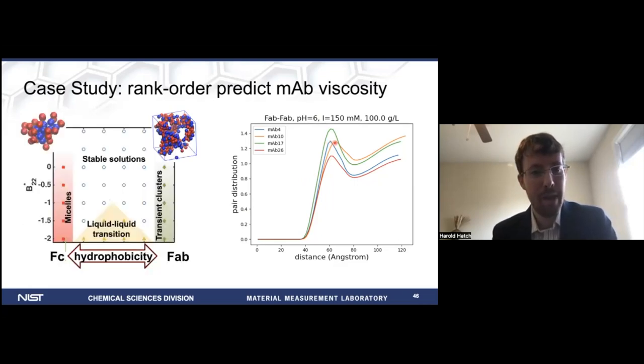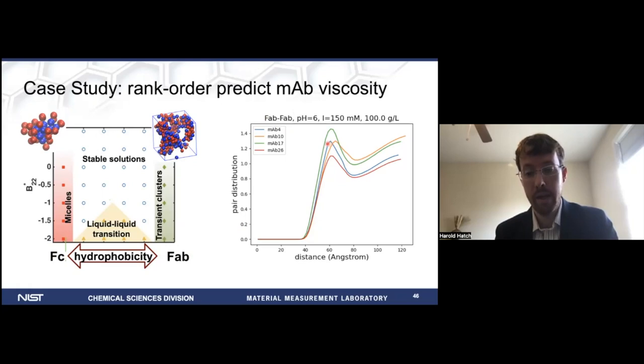What are we missing? I'm going to go back to this amazing plot that Marco made years ago. In the previous case study, I glossed over that all the Fcs were the same. Well, in this case study, the Fcs are not the same, so we're missing this information. We've looked at the Fab-Fab interaction, but what about the Fc-Fc interaction? That's going to help us distinguish between the blue and the orange one.